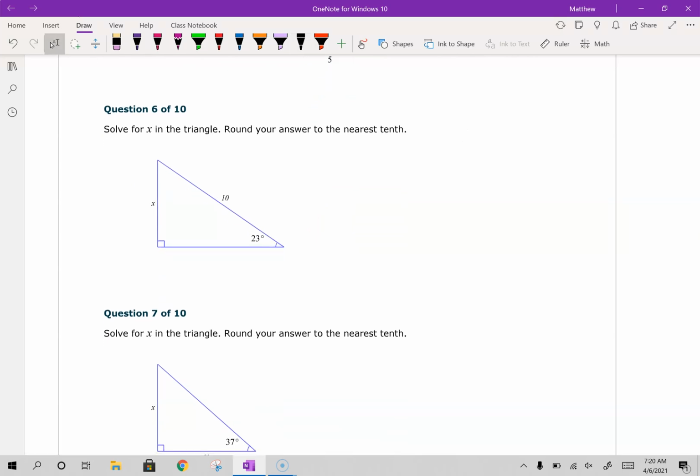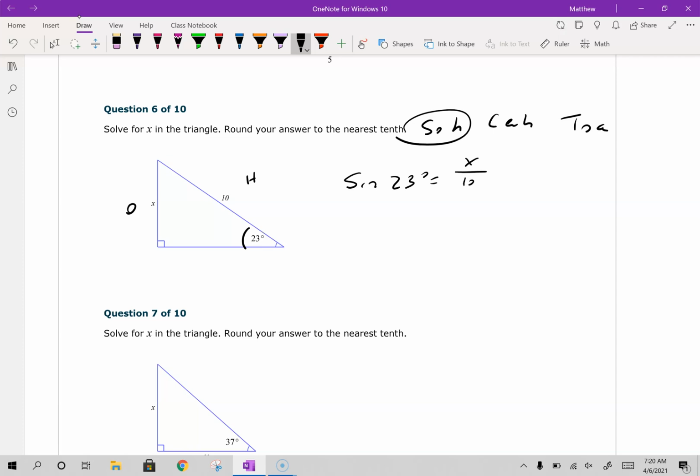Solve for x. Well, we have to look at what sides we have. We have a 23, and you see you have an opposite and hypotenuse. When you look at SOHCAHTOA, opposite and hypotenuse is sine. So the sine of 23 degrees equals the opposite x over 10, which is the hypotenuse. When that happens, the 10 goes in front. So you have 10 sine 23 degrees equals x, and that equals, to the nearest tenth, 3.9.